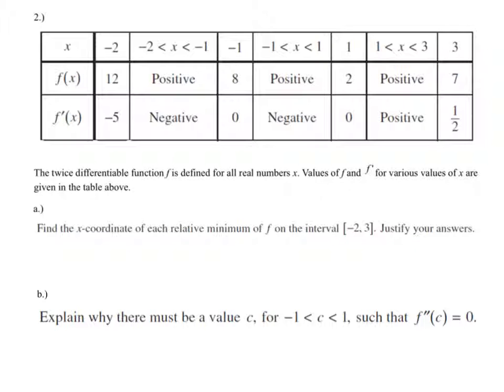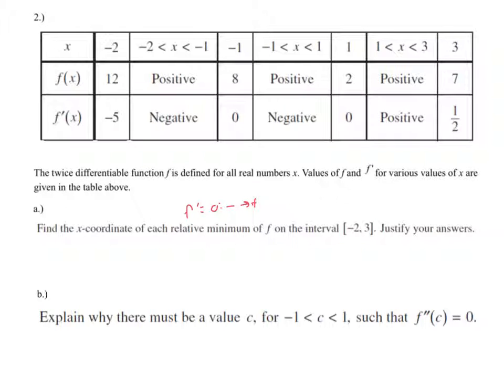So a relative minimum means that our derivative has to equal 0, and it has to change from negative to positive. There are 2 places in this table of values from negative 2 to 3 where the derivative is equal to 0. At negative 1, to the left of negative 1, the derivative is negative. To the right of negative 1, the derivative is negative. So that would not be a relative minimum because the derivative is negative, 0, negative.